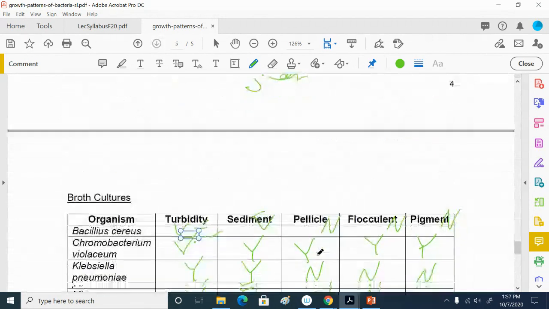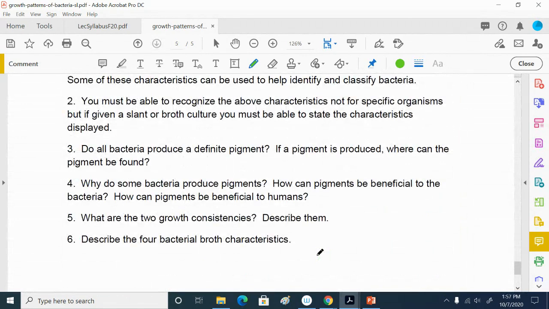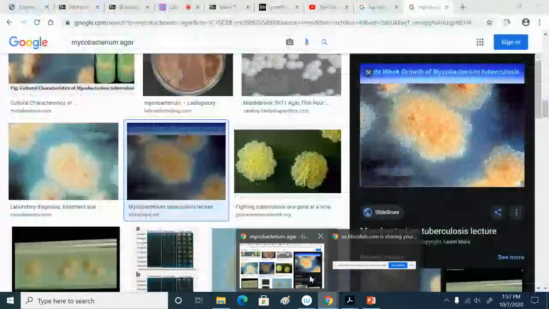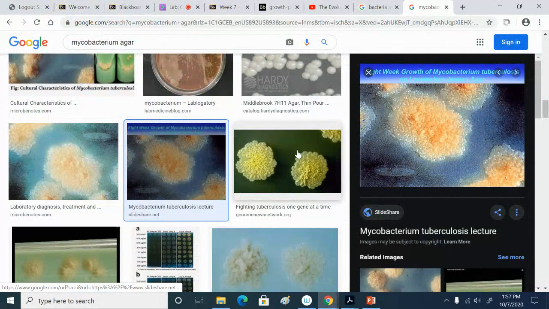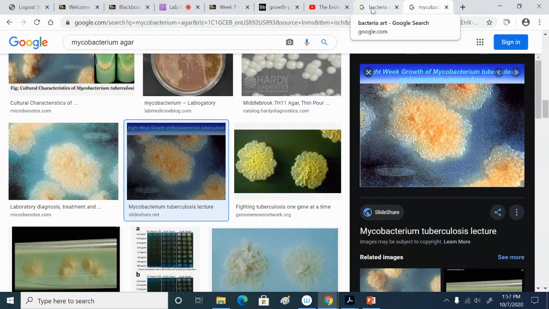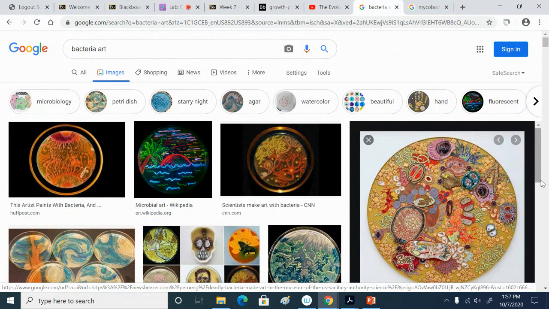So, you want to know something else that we can do with these pigmented bacteria? Nerds can be very artistic. Are we seeing my browser screen here? Yeah, we can see. So look what you can do with pigmented bacteria.